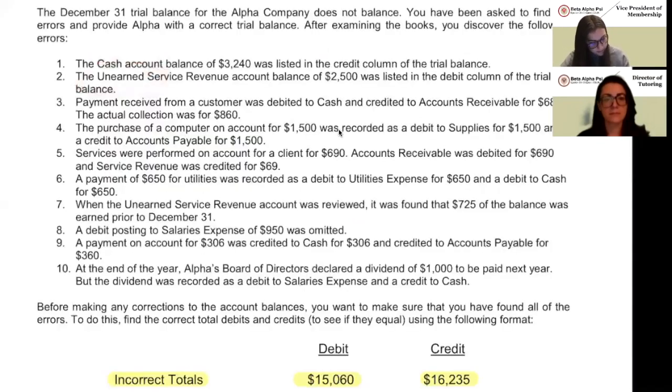Moving on to number 3. Payment received from a customer was debited to cash and credited to accounts receivable for $680. The actual collection was for $860. So let's see first if the journal entry was correct. They received payment from a customer, they debited cash and credited accounts receivable. That's correct. So they had an AR account balance, but now the customer is paying them back for that. So they need to lower their AR and debit the cash that they got from them. So the journal entry was correct. It's just the number that's wrong.